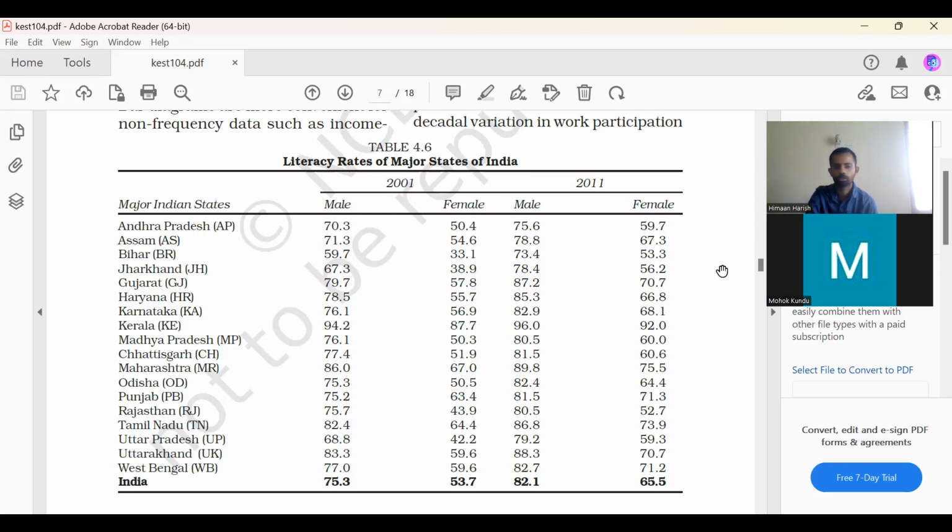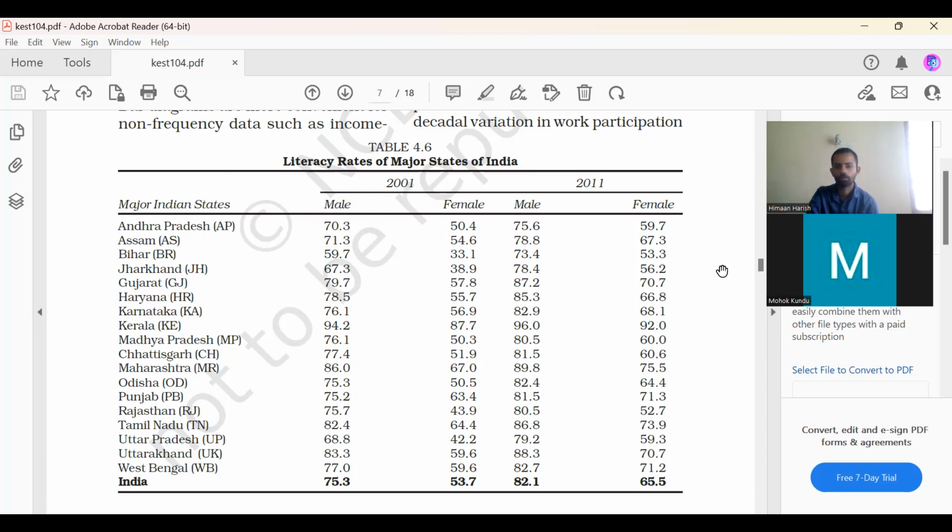Which is the state with the lowest literacy rate in the country? Can it be called Bihar? Because it has only a 59.7 percent for males, whereas it has only a meager 33.1 percent for females.